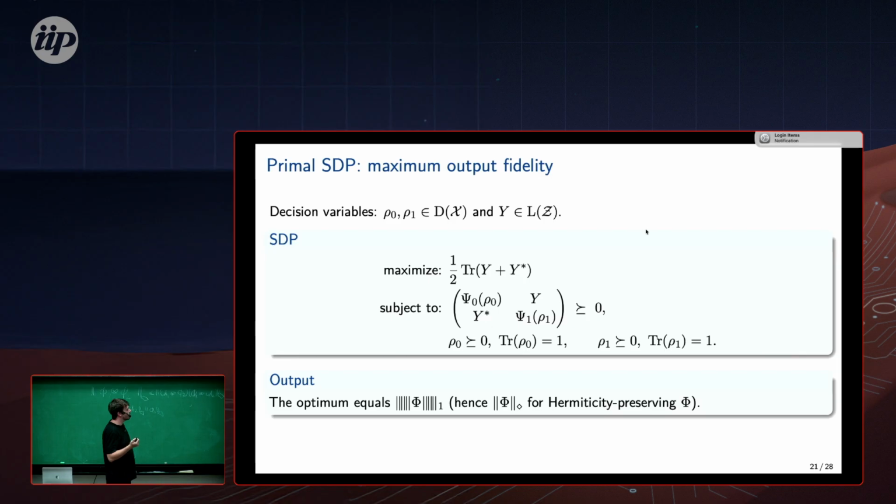Yeah, any questions on this result? Okay.